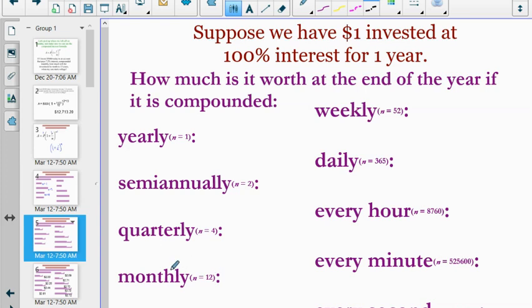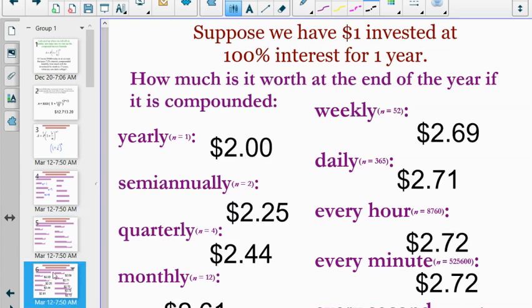And I will resume because you've all done at least one of these calculations. And so hopefully you got one of these answers. If you compound once at 100% interest, your money doubles. So you got $2 now.